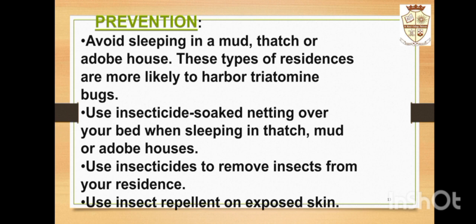Prevention. Avoid sleeping in a mud, thatch, or adobe house. These types of residences are more likely to harbor triatomine bugs. Use insecticide-soaked netting over your bed when sleeping in thatch, mud, or adobe houses. Use insecticides to remove insects from your residence. Use insect repellent on exposed skin.